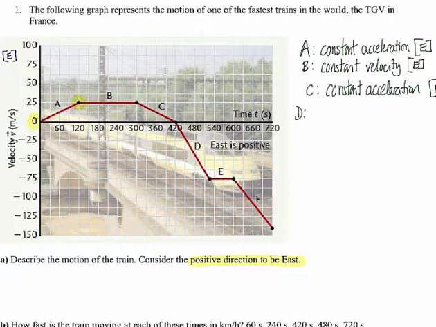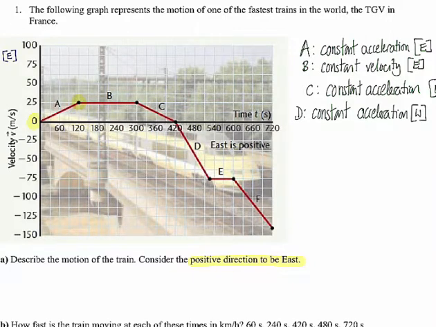In section D, now the velocity is actually increasing. It's going from 0 at 420 seconds to negative 75 at about 520 seconds. So the velocity is increasing. Again, it's a constant slope, so it's a constant acceleration west.